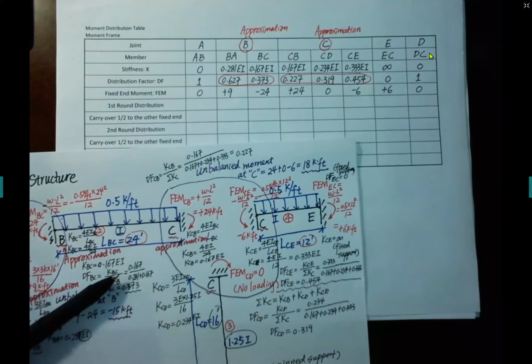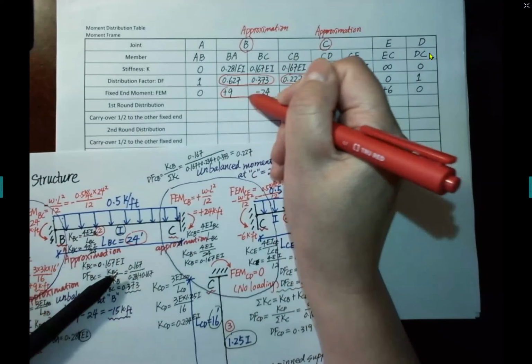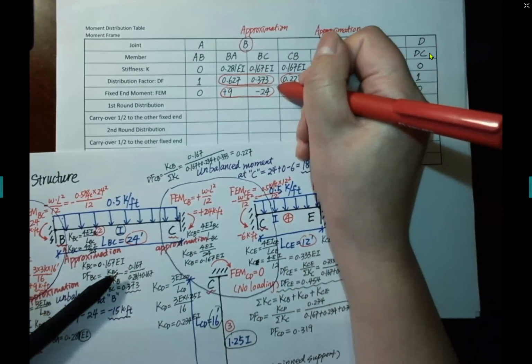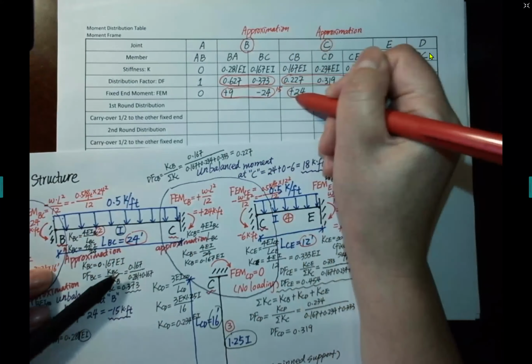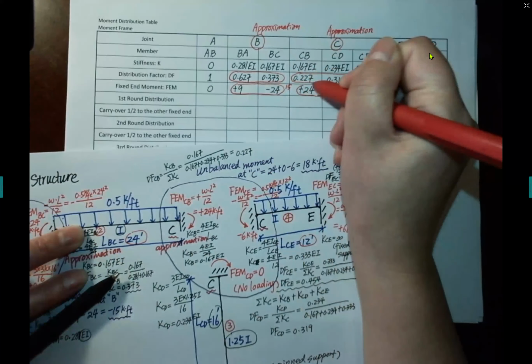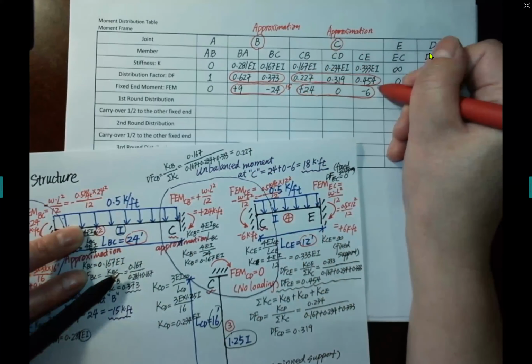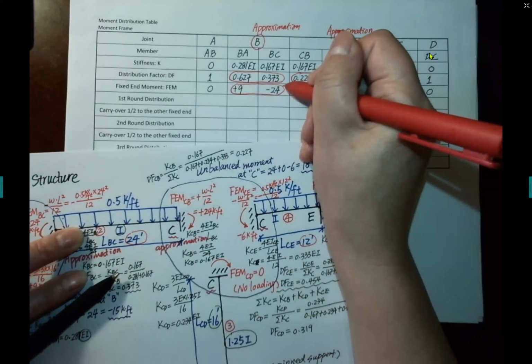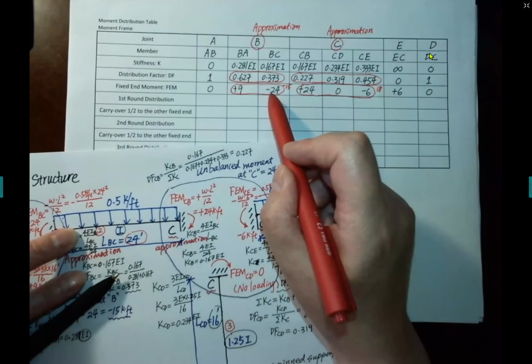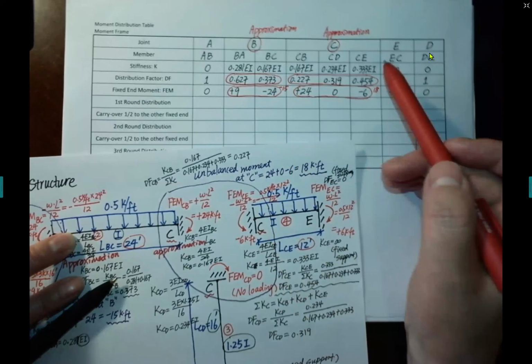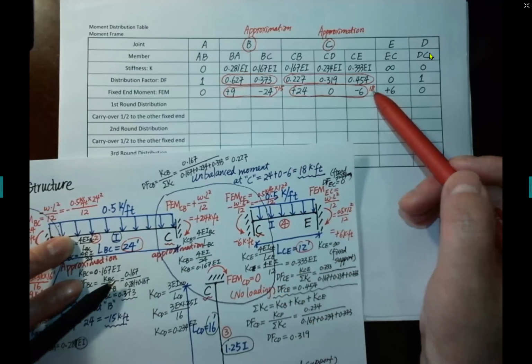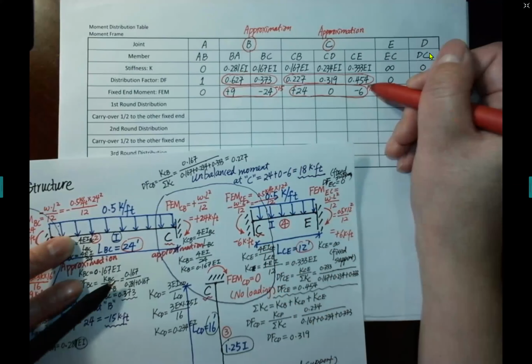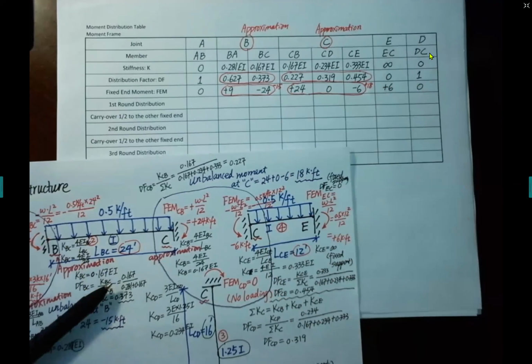After that, we find the unbalanced moment at the approximation joints. The unbalanced moment at B is negative 15, so it's 9 plus negative 24, which gives negative 15. And at joint C, we have 24 plus 0 minus 6, which gives positive 18. Then we will transfer the unbalanced moment to each member based on the relative stiffness of each member.